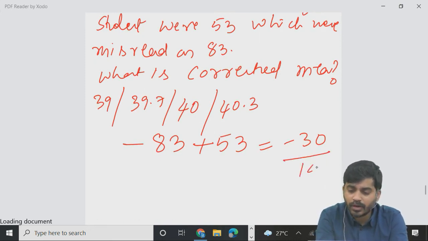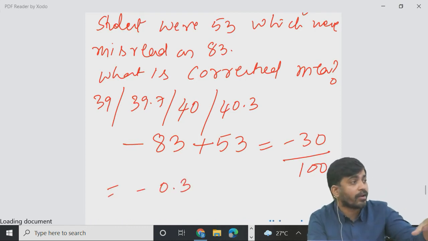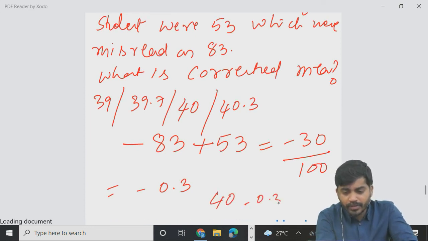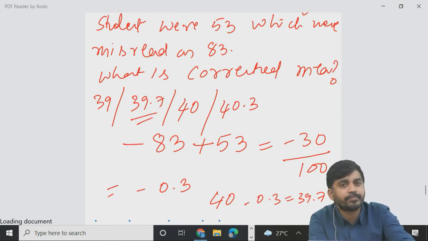So there are 100. What is minus 30 by 100? Minus 0.3. This is the effect on the mean. What is the actual mean? 40. 40 minus 0.3, 39.7. So the answer is option B.